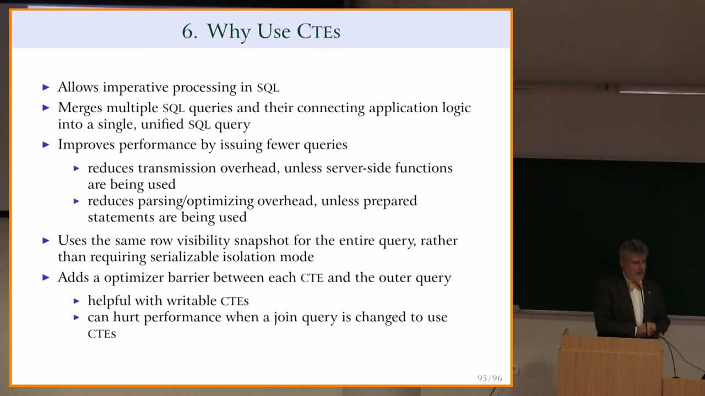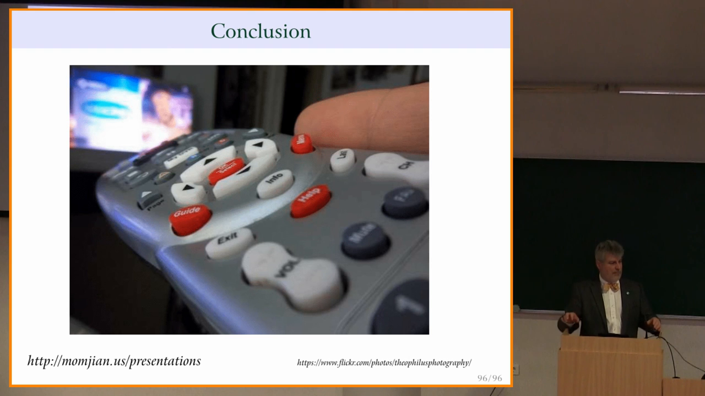So to wrap it up, why do you use CTEs? You use CTEs because they give you an imperative way of controlling a declarative language like SQL, okay? You can merge multiple SQL queries together and simplify your application logic, as you've seen in the examples just before. It improves performance because you don't have to issue a query for every part and every subpart. You can do the query holistically with one SQL command, okay? There's certain snapshot advantages to doing this so that the query sees a consistent snapshot. You don't have to use a big transaction block and add some very sophisticated transaction isolation level in there. Also, there's an optimization barrier here so that your common table expressions will always be executed before the query beneath them. Okay? So, that does conclude the common table expression part of the tutorial.